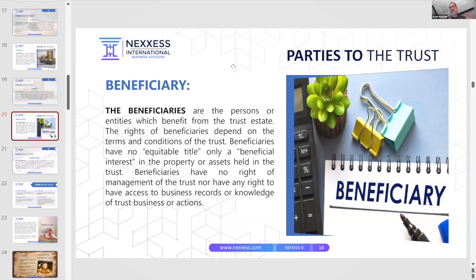Now, I'm speaking of the trust that we set up. In some trusts, the beneficiaries do have equitable title, but not our trust. We don't want equitable title. We don't want the courts to be able to come in and take the assets out of the trust. Remember this: if you have equitable title, you could lose the asset.